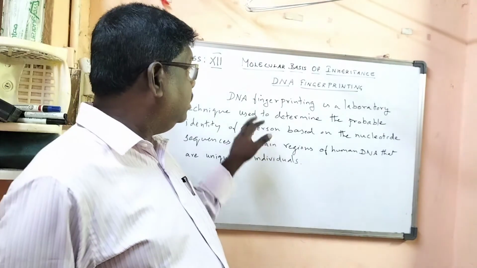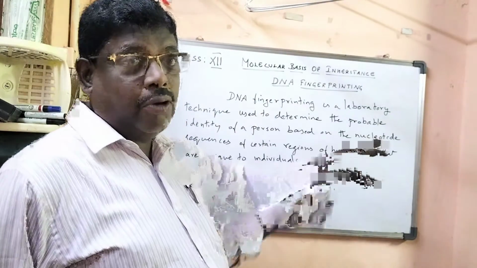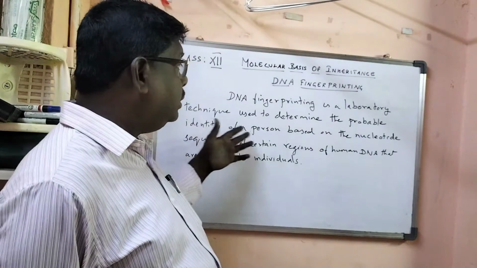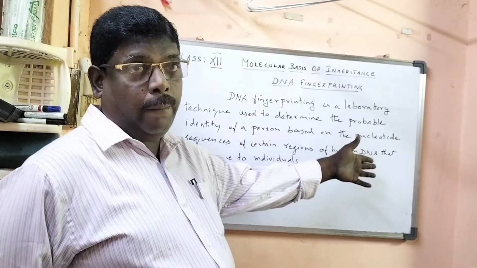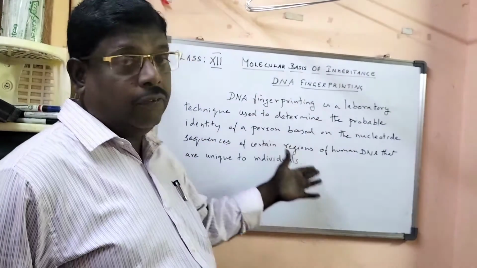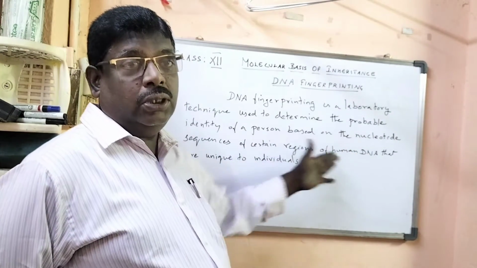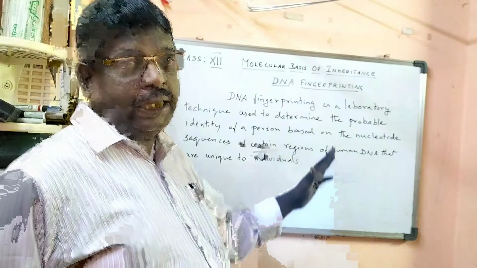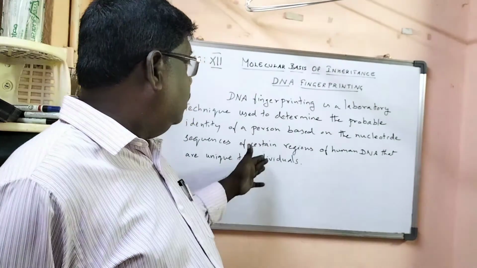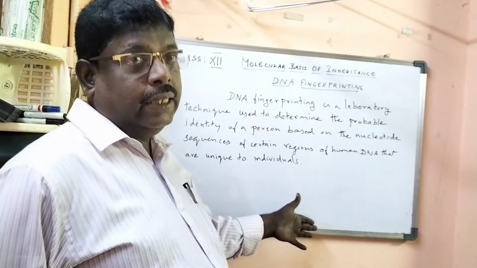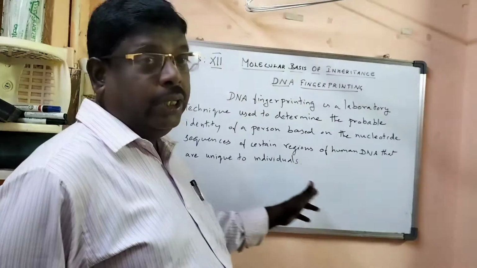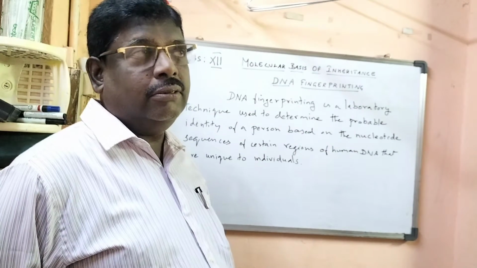So that is what DNA fingerprinting is, a laboratory technique. It is done in lab conditions. It is used to determine the probable identification of a person. You can identify a person based on the nucleotide sequences, that is the ATGC combination at certain regions of human DNA which are unique to individuals.